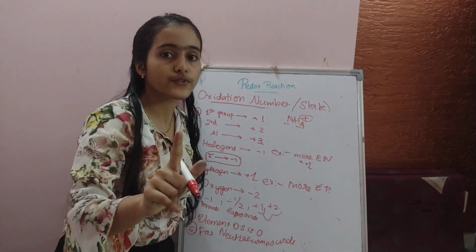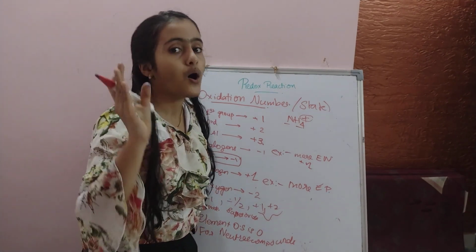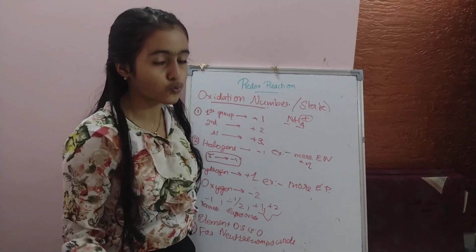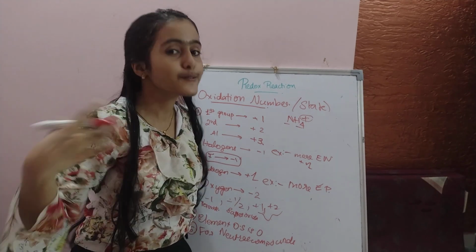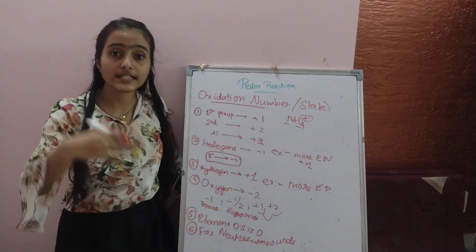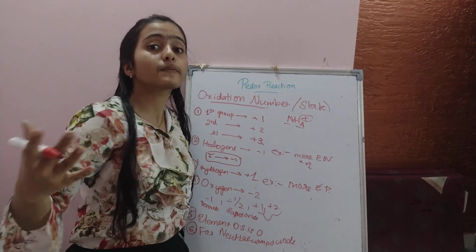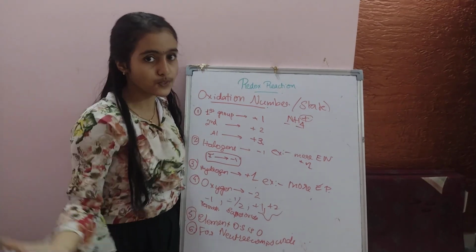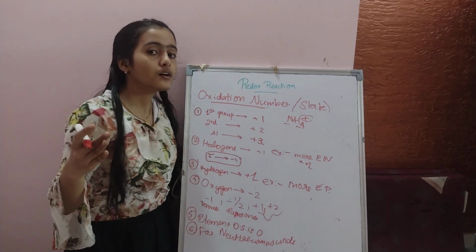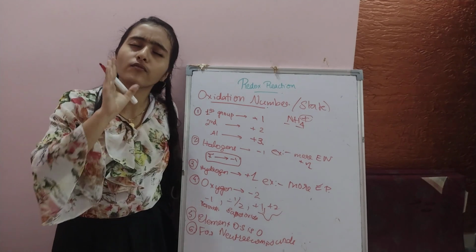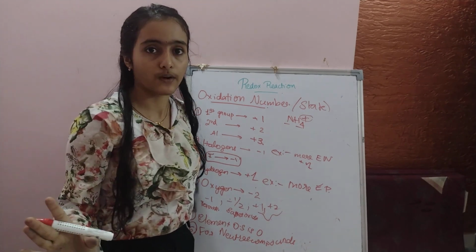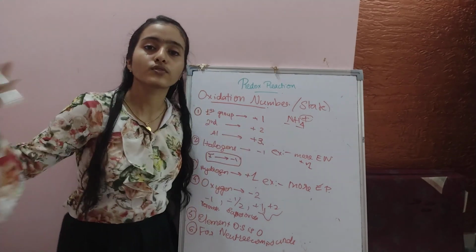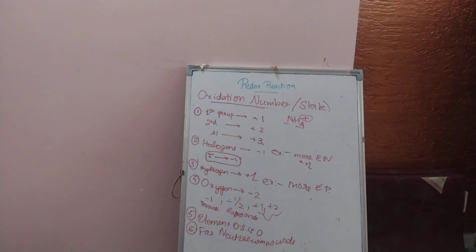What was the first rule? For first group elements, the oxidation state is +1. Second group, the oxidation state is +2. And for aluminum, the oxidation state is +3. Then for halogens, it is -1, but when present with a more electronegative element, its oxidation state is positive. Fluorine always has oxidation state -1. It never has a positive oxidation state, because fluorine is the most electronegative element according to the Pauling scale.